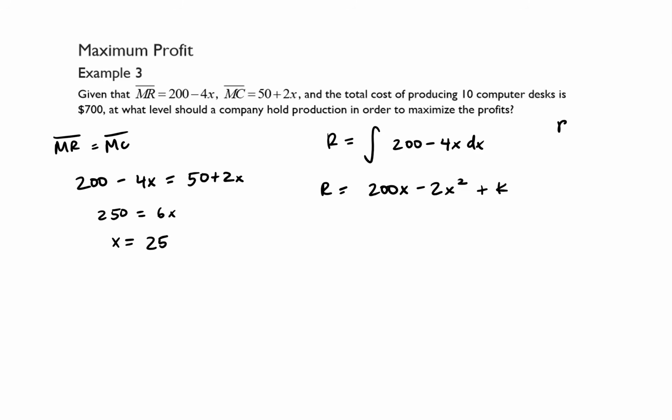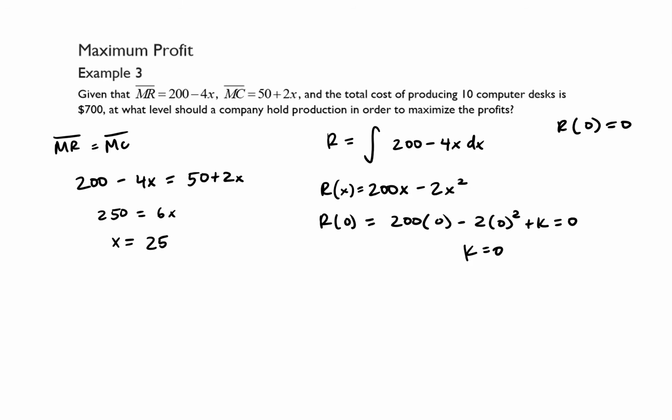And remember, if we don't produce any units, then our revenue is 0. So if we plugged in 0, that would equal 0, and so that implies that k is equal to 0. So our revenue function is just 200x minus 2x squared. I'm just going to erase the k since k is 0, and that is our revenue function.